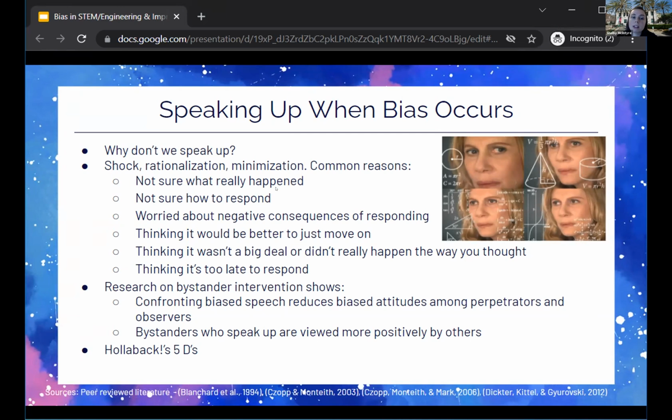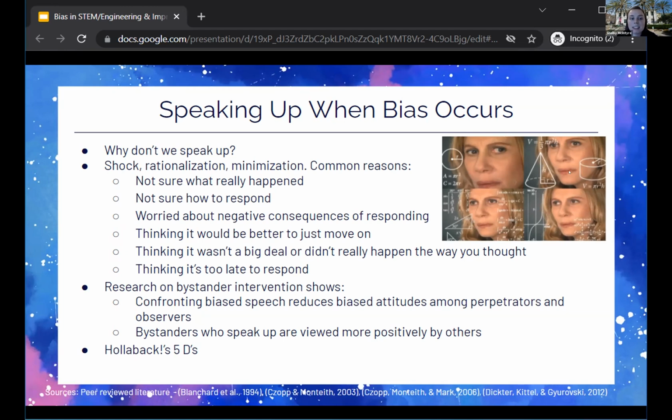Usually we start to think, we get in our heads about it. We're like, I'm not sure if that really happened. I don't know if I should say something. I'm worried if I bring it up, it'll just make it worse. It would be better to just move on. Maybe it wasn't a big deal. So we do like this meme, right, where we're doing all these calculations to talk about why we shouldn't respond.